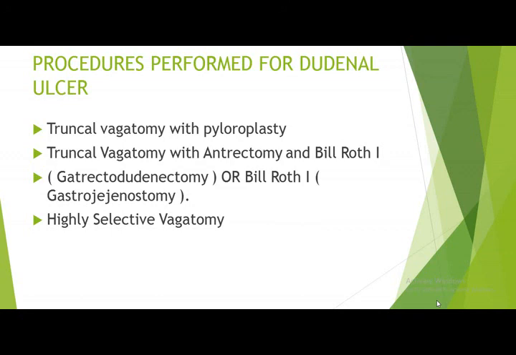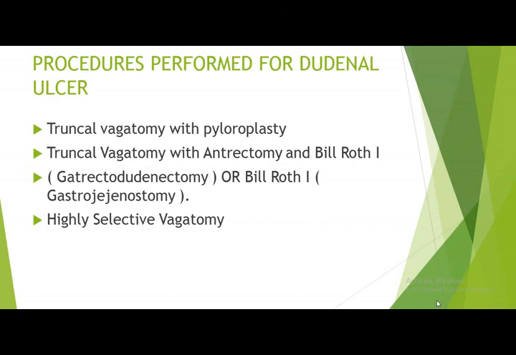So the Billroth 2 procedure is the procedure in which the distal stomach is cut and resected, and the duodenum is kept there. Around 30 or 40 centimeters distal to the DJ junction, the jejunum is cut. The proximal jejunum is taken up to the proximal stomach, and this cut jejunum is again anastomosed with the jejunum.